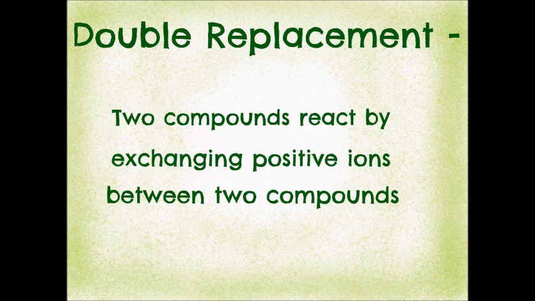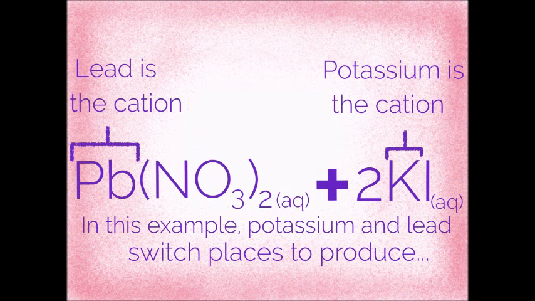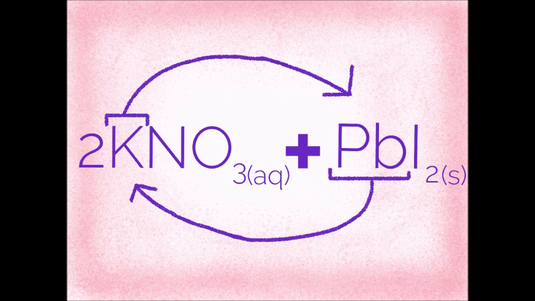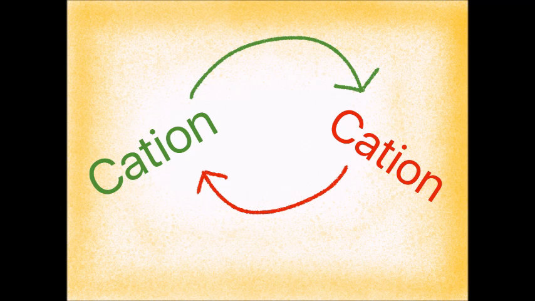In a double replacement, two compounds react by exchanging their positive ions between two compounds. You can identify a double replacement reaction by looking at the reactants and the products. A double replacement reaction has two compounds in the reactants and the products. In this way, a double replacement reaction is similar to a single replacement reaction in the way that two elements switch places rather than one.